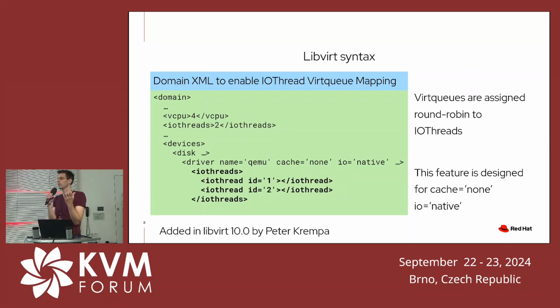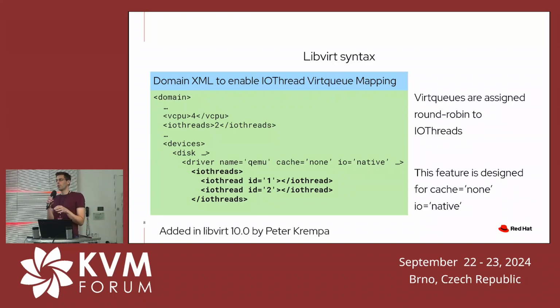So if your device has, say, 4 virtqueues, because there are 4 vCPUs, and you want to give it 2 IOThreads, it will round-robin allocate them. So the first virtqueue goes to IOThread 1. The second goes to IOThread 2. The third one goes back to IOThread 1, and so on.